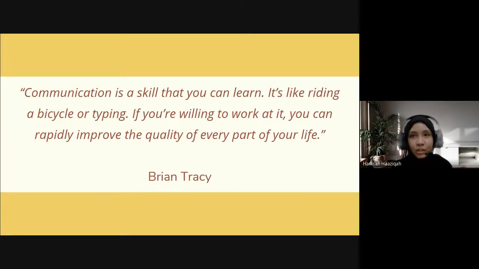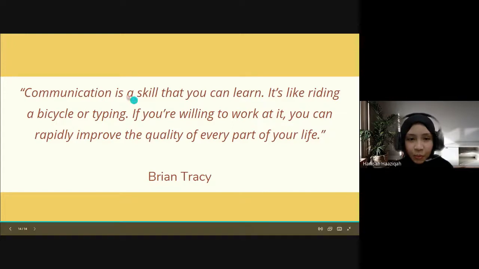So as a teacher, as a future teacher, we need to learn this skill to have effective communication with our students. And although it could be hard, it could be challenging to have effective communication, but we need to try, so that we could improve the quality of not just ourselves, but also our future students. So that's all from me. Thank you.